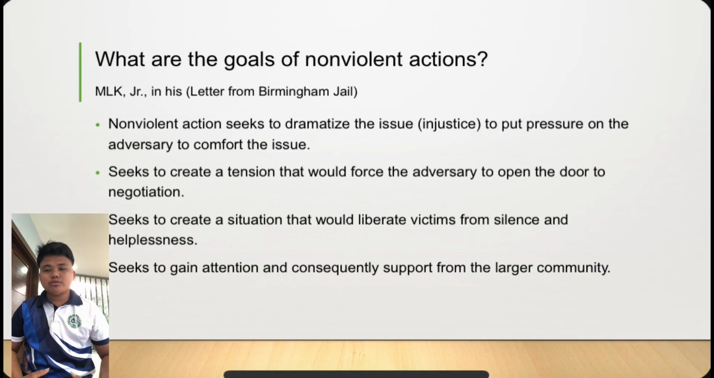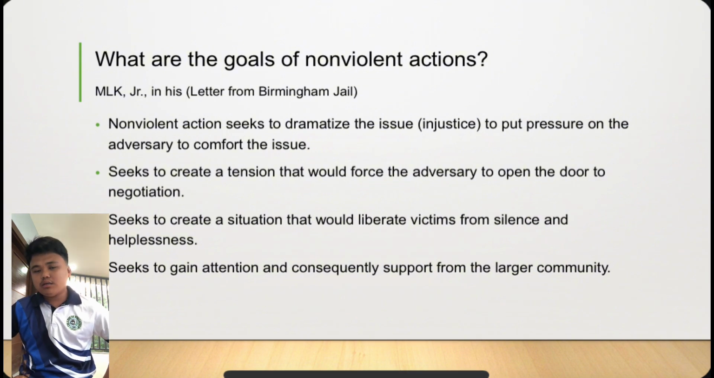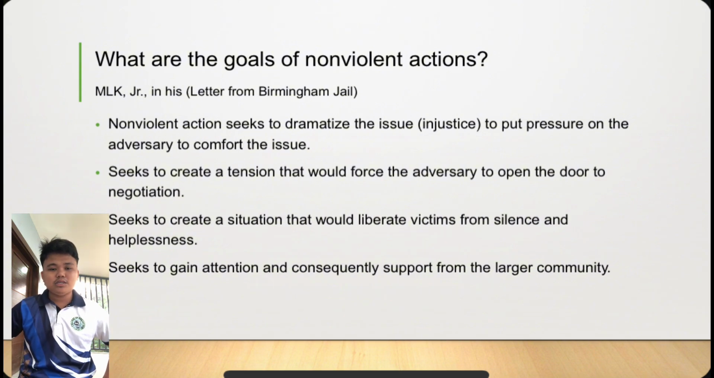What are the main goals of non-violent actions? According to MLK Jr. in his Letter from Birmingham Jail, number one, non-violent action seeks to dramatize the issue. Issue of what? Issue of injustice, to put pressure on the adversary to confront the issue. So the people want to address injustice, and through this non-violent action, the government will be forced to have a solution on the current issue that the people want to address to them.